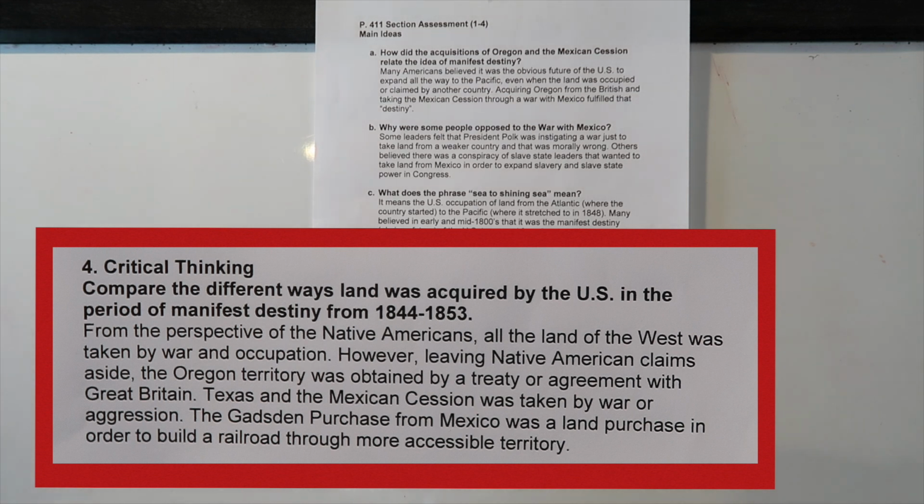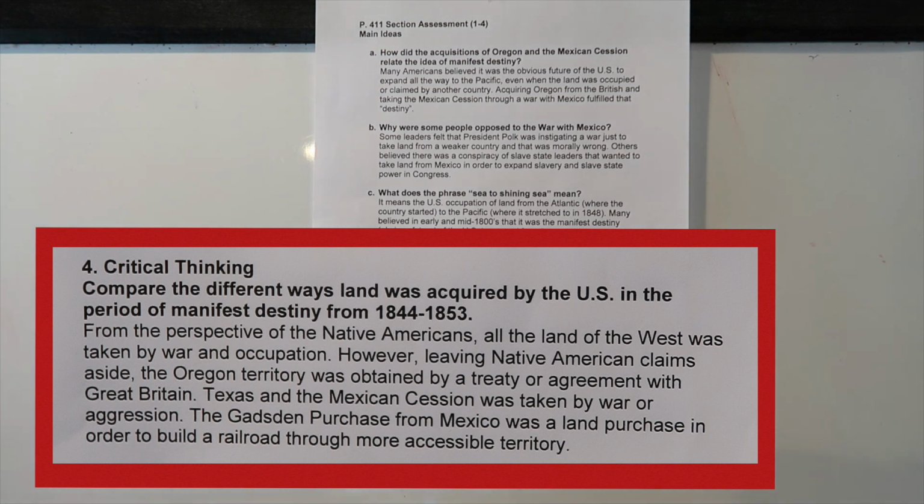From the perspective of the Native Americans, all the land of the West was taken by war and occupation. However, leaving Native American claims aside, the Oregon Territory was obtained by a treaty or agreement with Great Britain. Texas and the Mexican Cession was taken by war or aggression. The Gadsden Purchase from Mexico was a land purchase in order to build a railroad through more accessible territory.